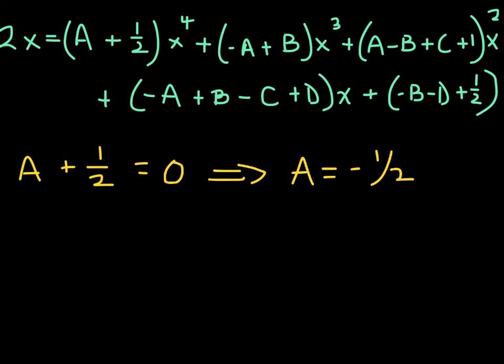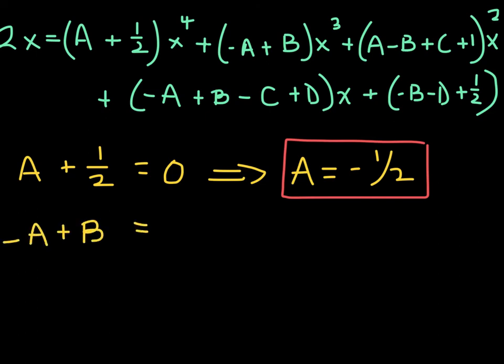Go ahead and box that if I can. All right. Let's go to the third degree terms. So I have negative a plus b, negative a plus b, negative a plus b must be equal to the coefficients of the third degree term on the left-hand side. However, the left-hand side doesn't have a third degree term, so that third degree term on the left-hand side must have a coefficient of 0.